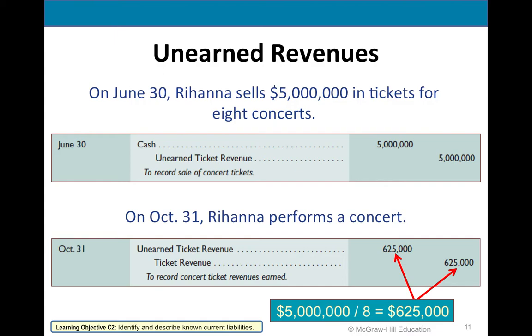Initially, if you notice, you debit cash to increase cash, and you credit liability to increase it because now Rihanna has $5 million of obligations. After she performs the concert, you debit unearned revenue because it's going down. The liability has decreased. She owes one less. And ticket revenue you can actually record as revenue because you actually earned it. You credit that account.